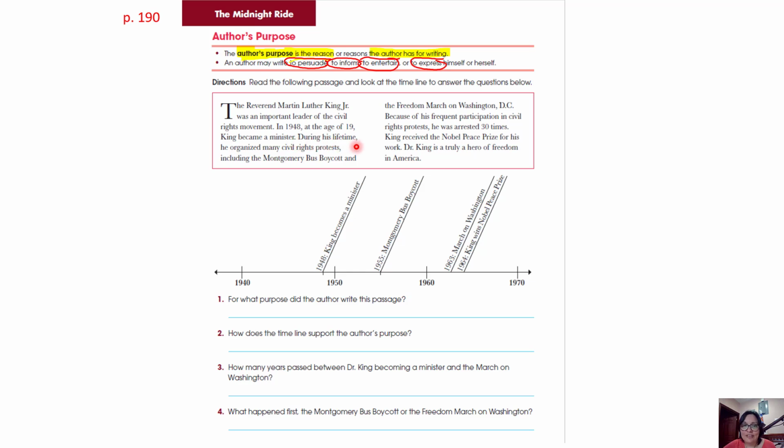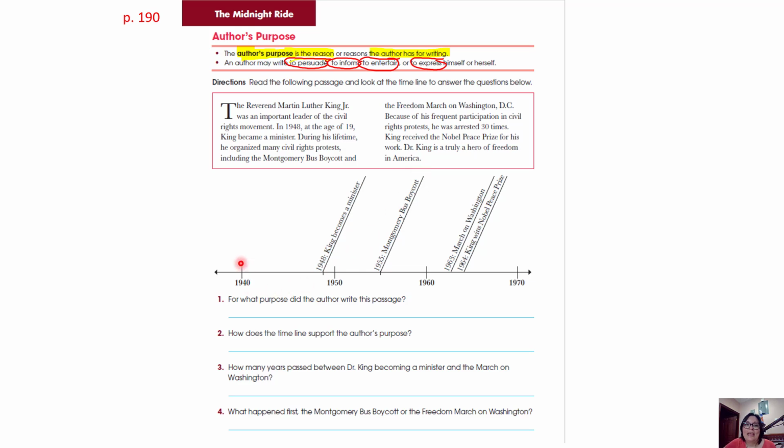During his lifetime, he organized many civil rights protests, including the Montgomery bus boycott and the Freedom March on Washington, D.C. Because of his frequent participation in civil rights protests, he was arrested 30 times. King received the Nobel Peace Prize for his work. Dr. King is truly a hero of freedom in America.